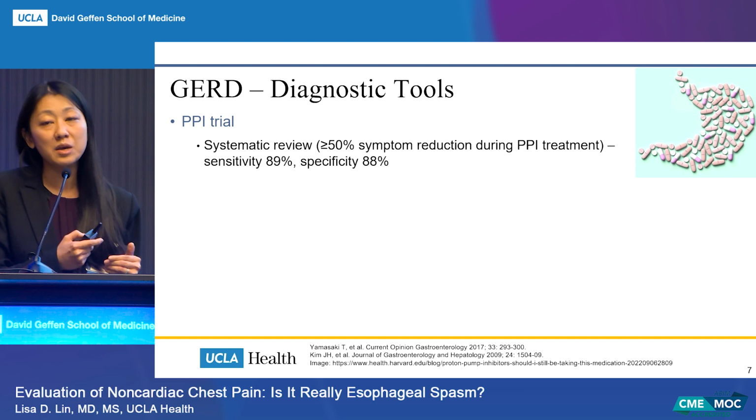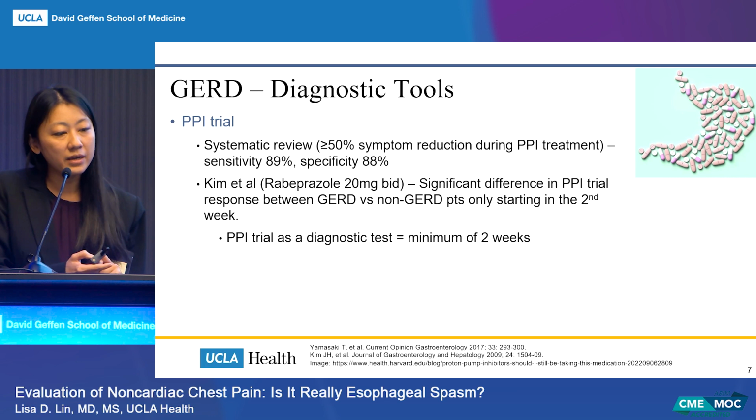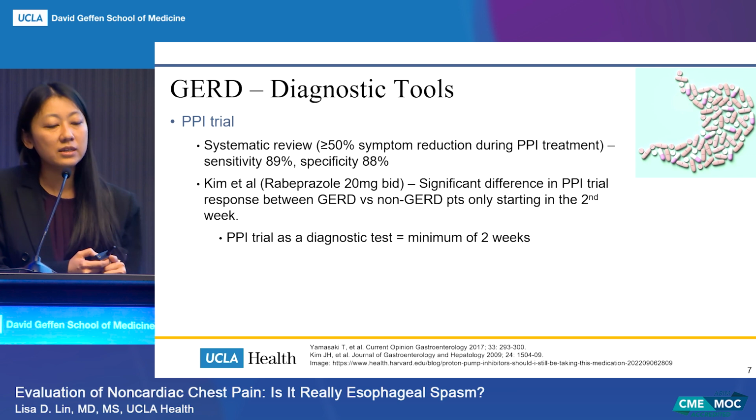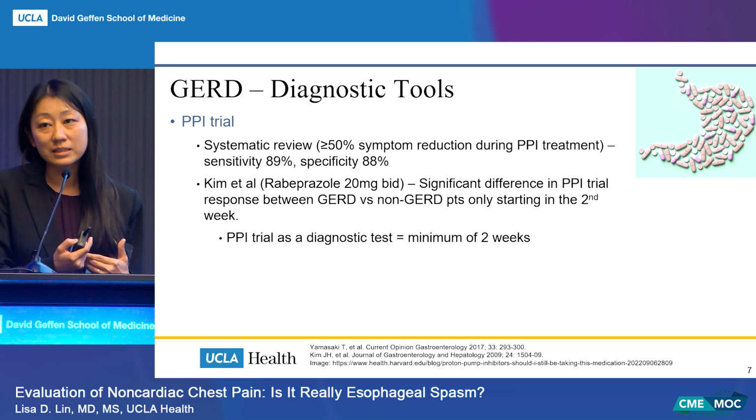There was a small study done by Kim et al. using rabeprazole 20 milligrams twice a day. It was a non-controlled trial, but the main point is that this study showed a significant difference in PPI response between the GERD versus non-GERD patients only starting in the second week. So if you're using a short PPI test as a diagnostic test, just to get a sense of whether there is an acid-related component to the problem, the recommendation is that you should do the PPI trial for at least 2 weeks.